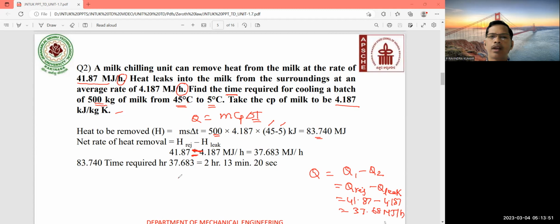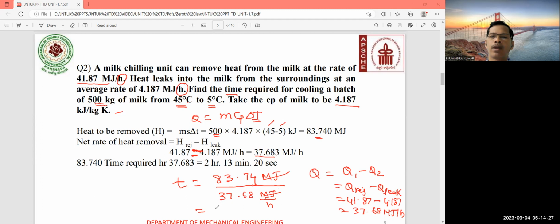Now, how are you going to get that particular time? The time may be in minutes, seconds or hours. Here there is a megajoule, so it is 83.74 megajoule divided by the net heat removal, 37.68 megajoule per hour. When you do this calculation, the megajoule gets cancelled and finally you will get the hour.